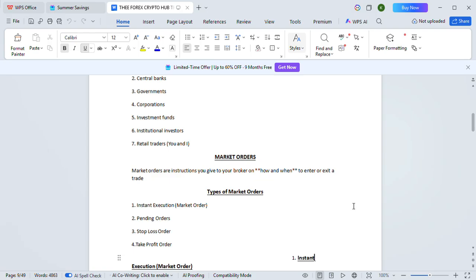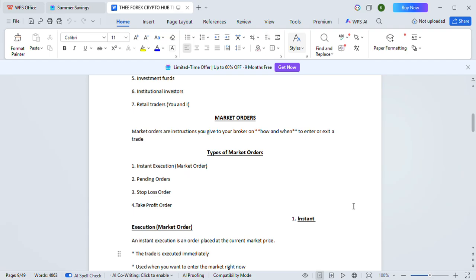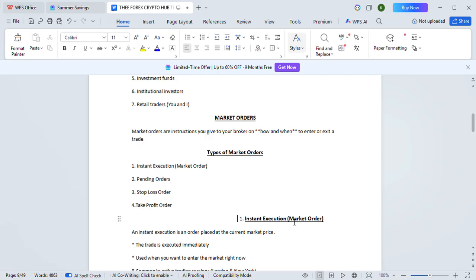We have instant executions. We have pending orders. We have stop loss orders. We have take profit orders, right? So we are going to start with the first one, which is instant execution.